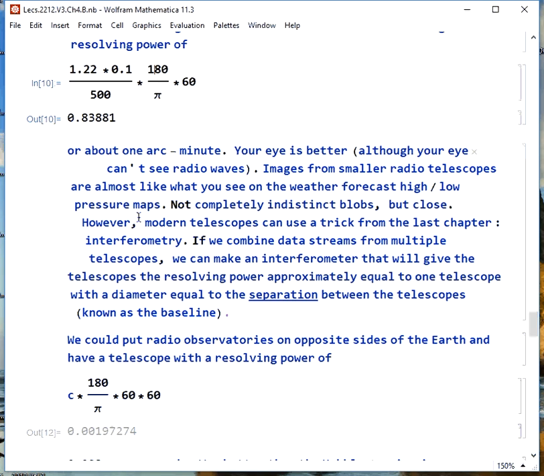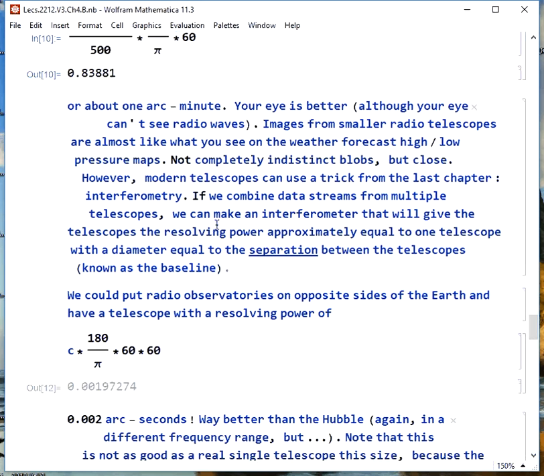Images from small radio telescopes kind of look like, if you look at the weather forecast and you see high and low pressure maps where you have these kind of blobs with an H or an L in the middle, the blobs are kind of like what you get out of these low resolution single telescopes. There is a trick, though, if we use something from the last chapter, and that's interferometry.